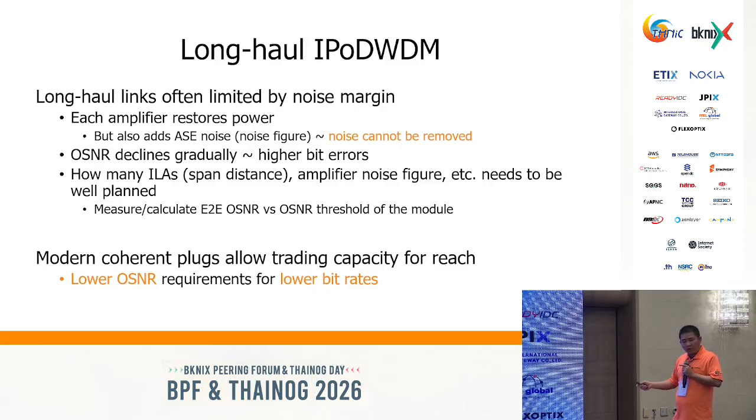Now with modern coherent plugs, remember I said we can now multi-rate. So if you have a very bad or marginal link, maybe you might want to come down to a lower bit rate, which will have a better OSNR tolerance. Right?